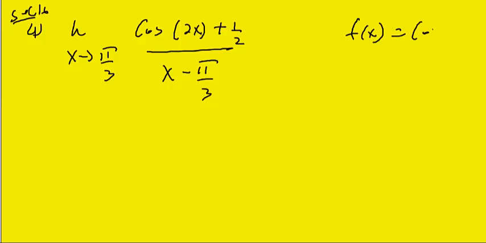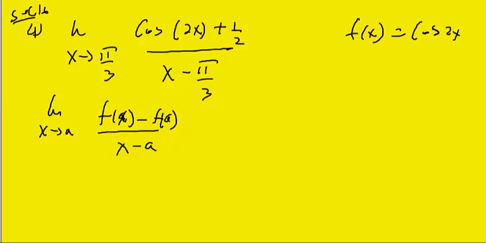Cosine of 2x. For those of you that do not remember, this is like the limit as x goes to a of f of x minus f of a, all over x minus a. That is also a definition of a derivative evaluated at a. That's what that is.